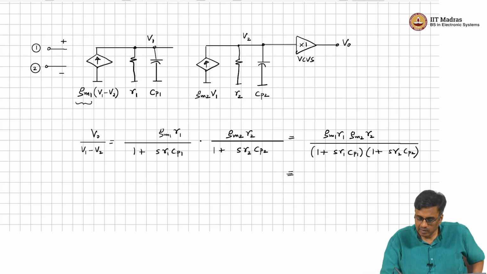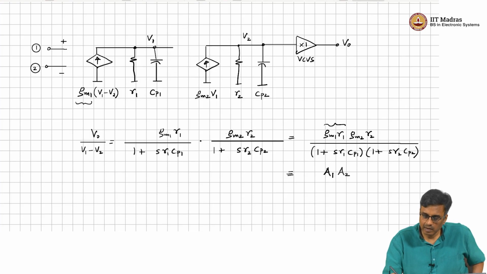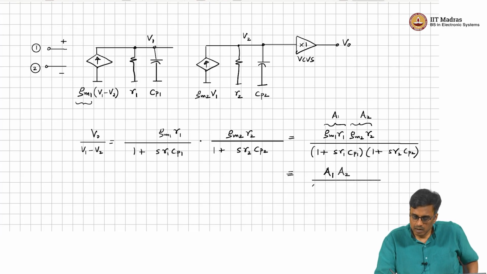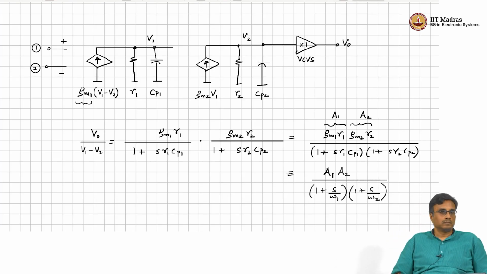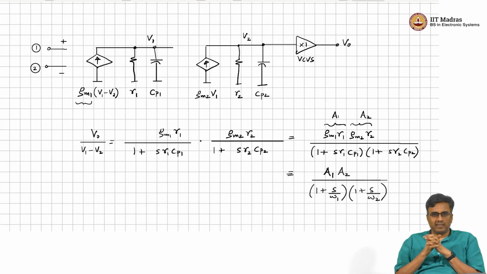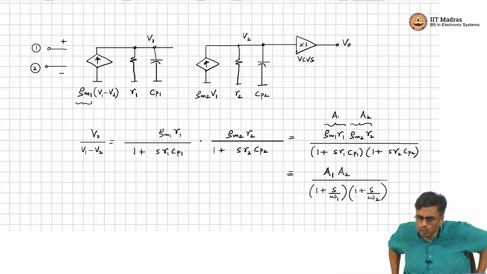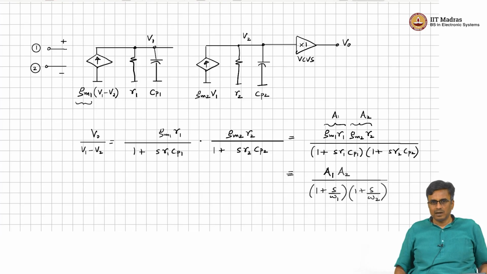So, if we call this now, we have A1 times A2. So, this is A1, this is gain A2, over 1 plus s over omega 1 times 1 plus s over omega 2. Typically A1 and A2 may not necessarily be identical, but they will be roughly similar. So, if A1 is say 200 and A2 is 200, you have something like 10 to the power 4 times some 10 to the power 4. And omega 1 and omega 2 will also be in the same ballpark, right.